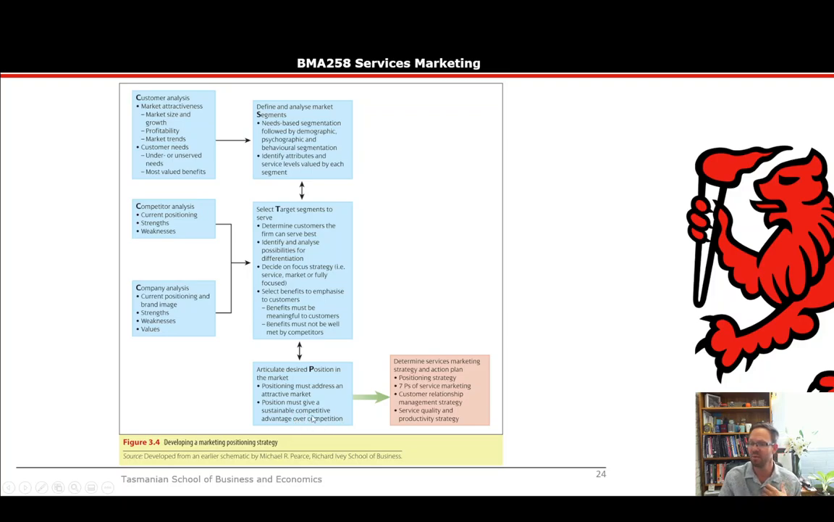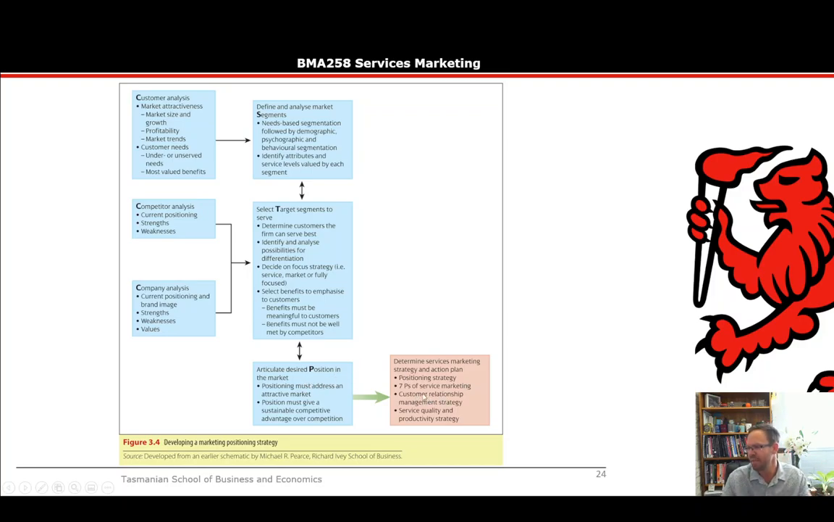Once we know what our sustainable competitive advantage is, then we determine our services marketing strategy or our plan, right? So this is our positioning strategy, how we want our customers to see us, and then our 7 Ps is actually delivering on that strategy.